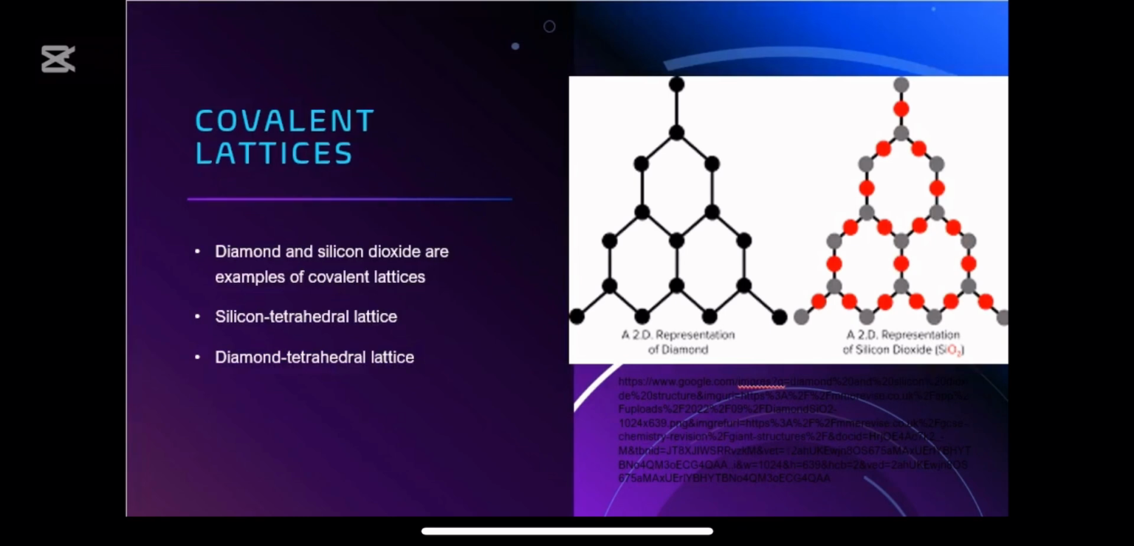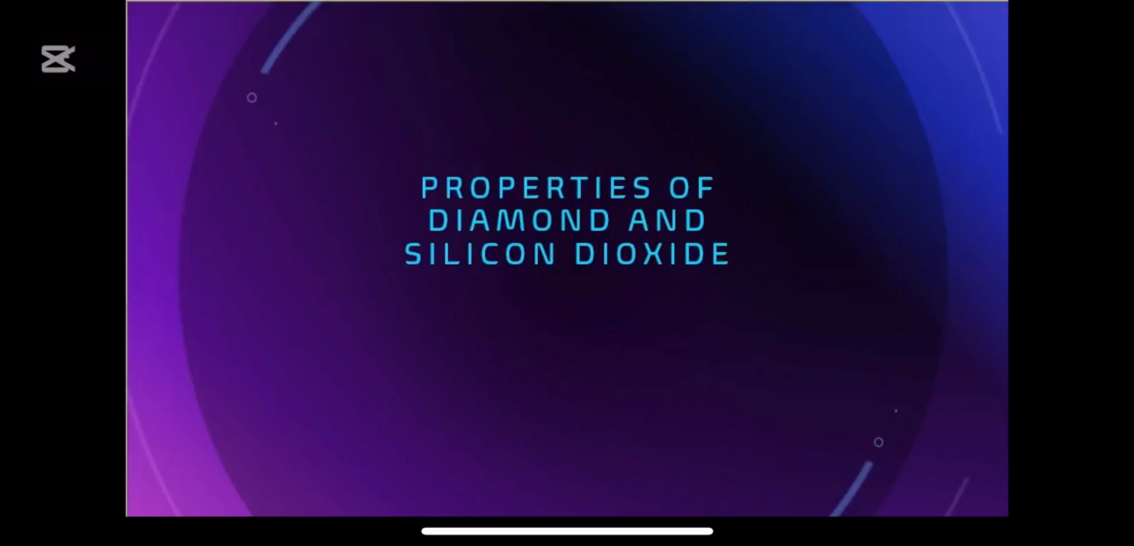Diamond and silicon dioxide have a similar property due to their similar structure. The covalent network of silicon dioxide forms a tetrahedral lattice, and the covalent network in diamond also forms a tetrahedral lattice. Now it's time for some properties of diamond and silicon dioxide.